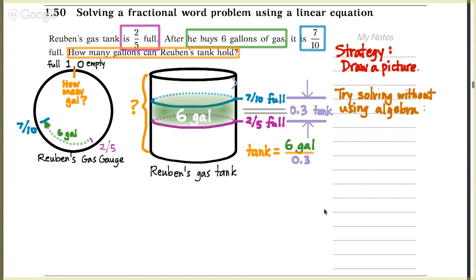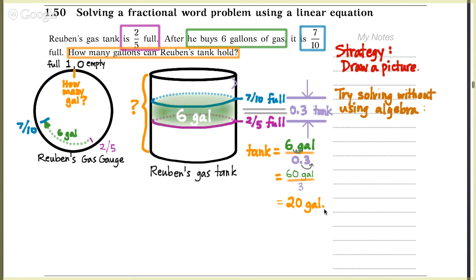How do we do 6 divided by 0.3? Well, let's just move the decimal point in the denominator to the right one to give me a whole number. But if I do that, I have to move the decimal point in the numerator to the right one also and turn 6 into 60. So 6 divided by 0.3 is the same as 60 divided by 3. And that's a pretty friendly whole number division problem whose solution is 20 gallons. So according to this, Ruben's gas tank holds a total of 20 gallons.